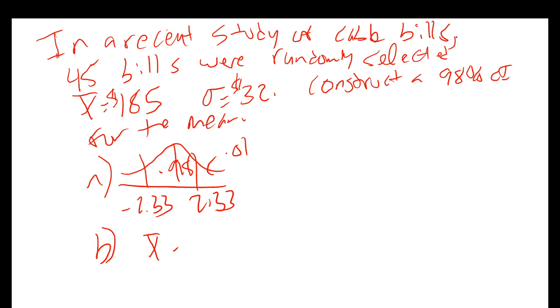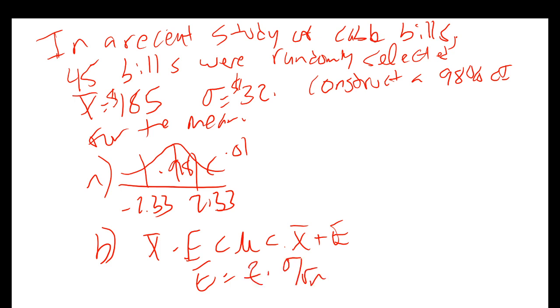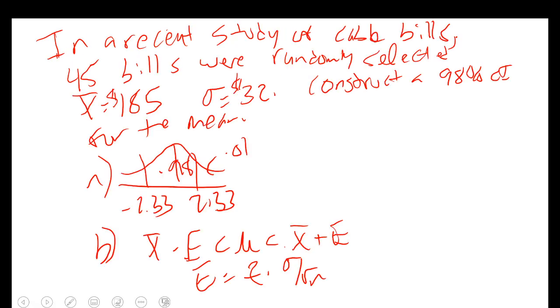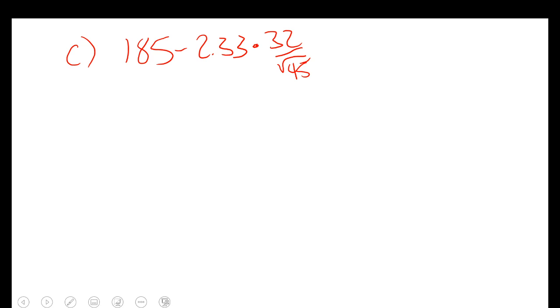X bar minus E is less than mu, which is less than X bar plus E, where E is equal to Z times sigma over the square root of N. Part C, 185 minus 2.33 times 32 over the square root of 45 is less than mu, which is less than 185 plus 2.33 times 32 over the square root of 45.